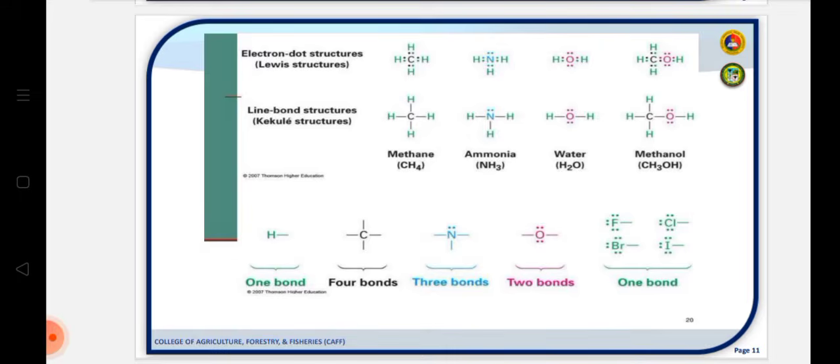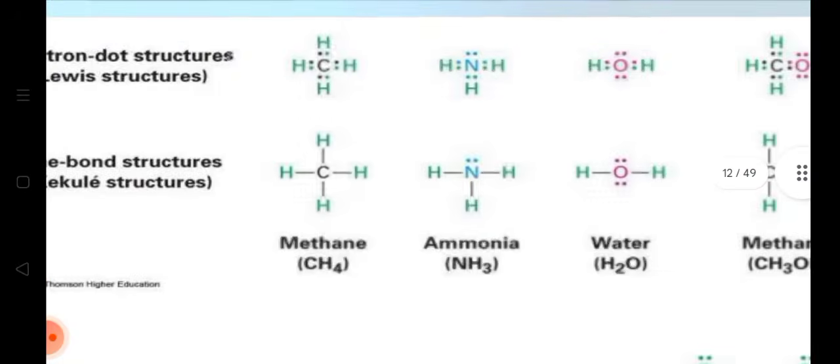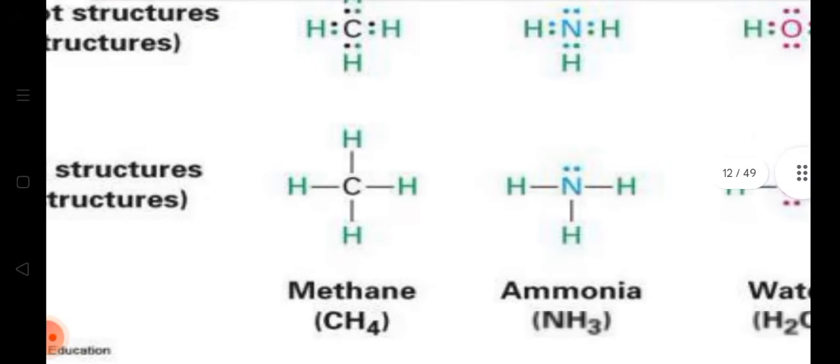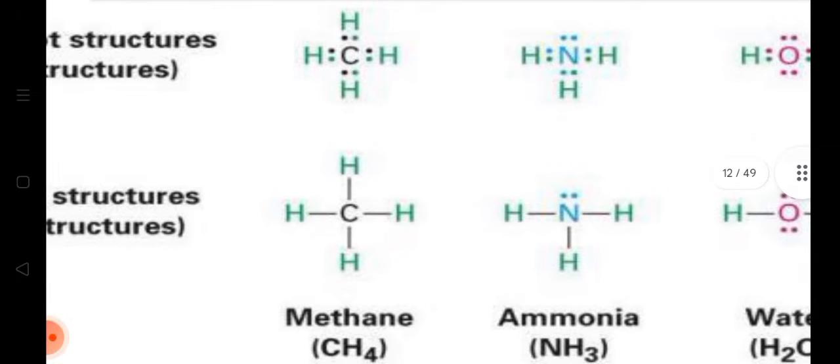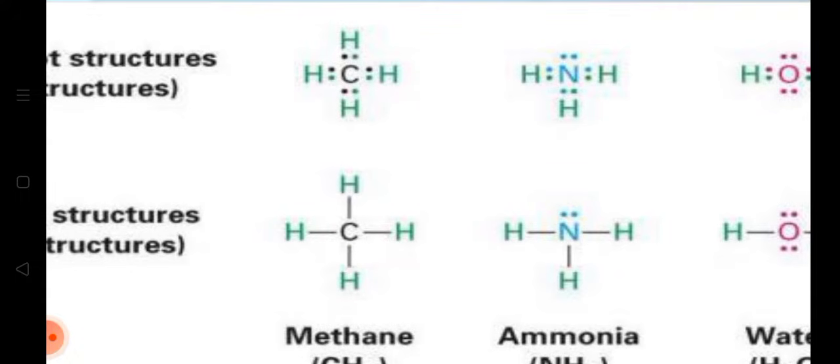Then we have various examples here. Electron dot structures and the line bond structures of methane, ammonia, water, and methanol. So let's zoom in para klaro ha. Let's first examine methane. So the valence electron of carbon is 4. That's why it will always form 4 bonds. So carbon is color black, right? Color black si carbon. That's why we can see that there are 4 dots na color black.